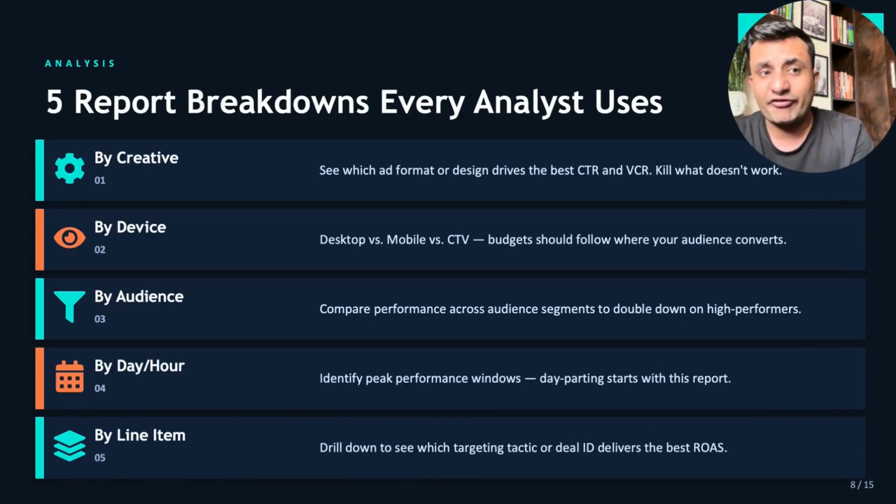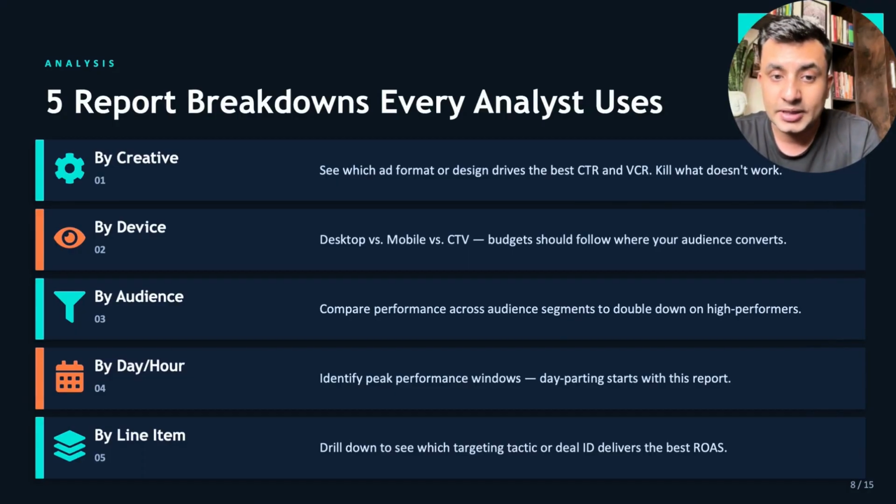Now, analysis of 5 report breakdowns every analyst must use. First is by creative. You should always download reports on the basis of creative, to see which creative is performing best for you. See which ad format or design drives the best CTR and VCR, and kill what doesn't work for you. Okay, second would be by device type. You should know on which device type your creatives work best, desktop or mobile or CTV, and your budget should follow where your audience is getting mostly converted.